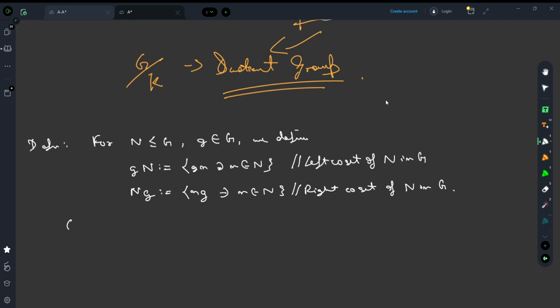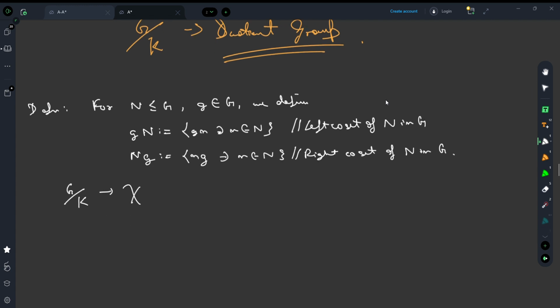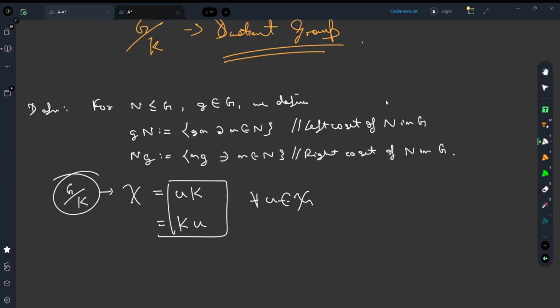Okay. If you consider the group G mod K and you consider a certain element chi, then we have seen that chi is in the form uK, but it's also in the form Ku. So indeed, in the group G mod K, for all u in chi, where chi is some element of G mod K, uK equals Ku. Right? We will explore this more as we move on in our discussion. Okay. Elements in the coset are usually called the representatives of the coset.